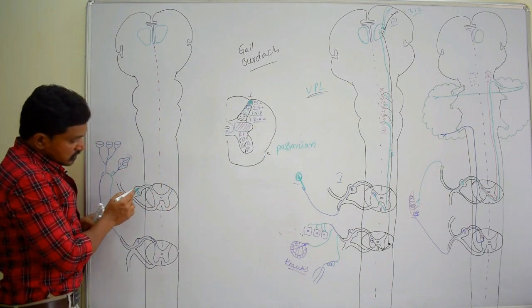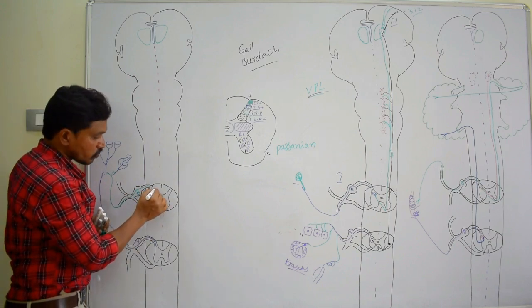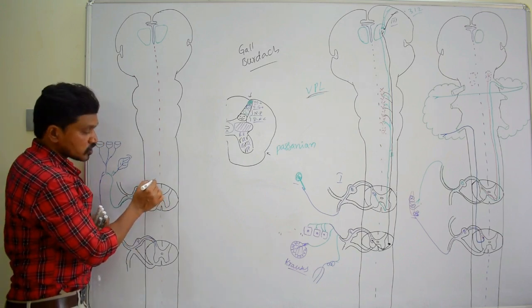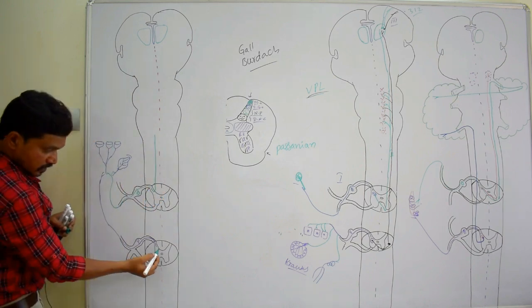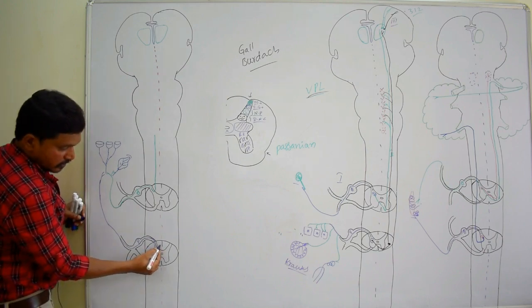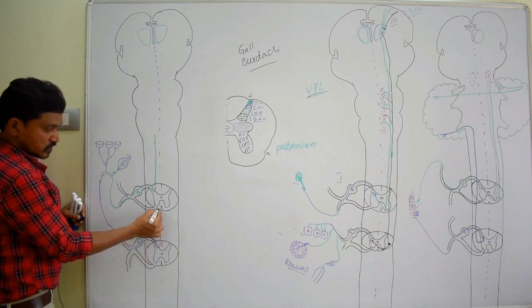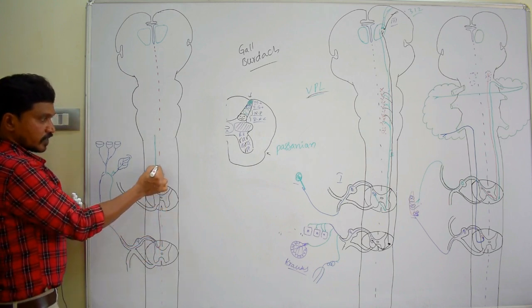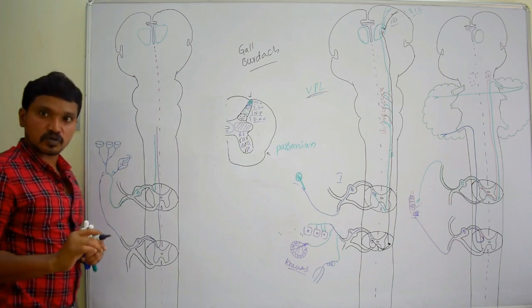Because of that, the central processes of the first order neuron itself ascend upward in the posterior white matter. They ascend upward in the posterior white funiculus. When they reach here, they couldn't find any nucleus. Then they ascend upward in the posterior white funiculus like this. Then they are reaching the medulla oblongata.